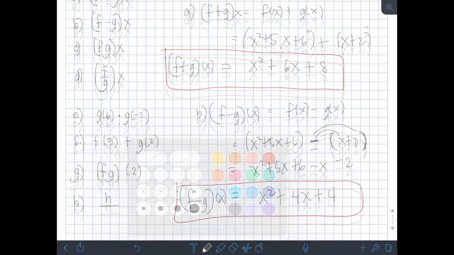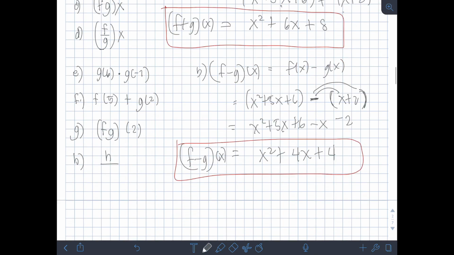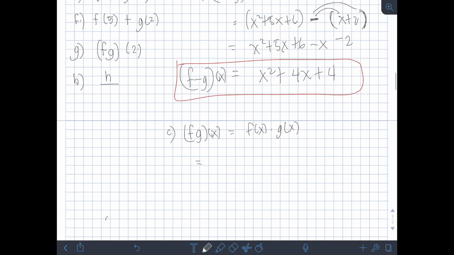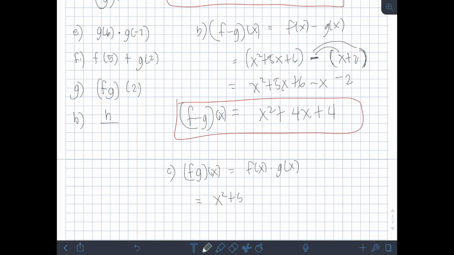Okay? Next, we have f times g of x. So, multiplication. So, f times g of x is the same as f of x times g of x, right? Substitute natin. Ano yung f of x? x squared plus 5x plus 6 times g of x, x plus 2.